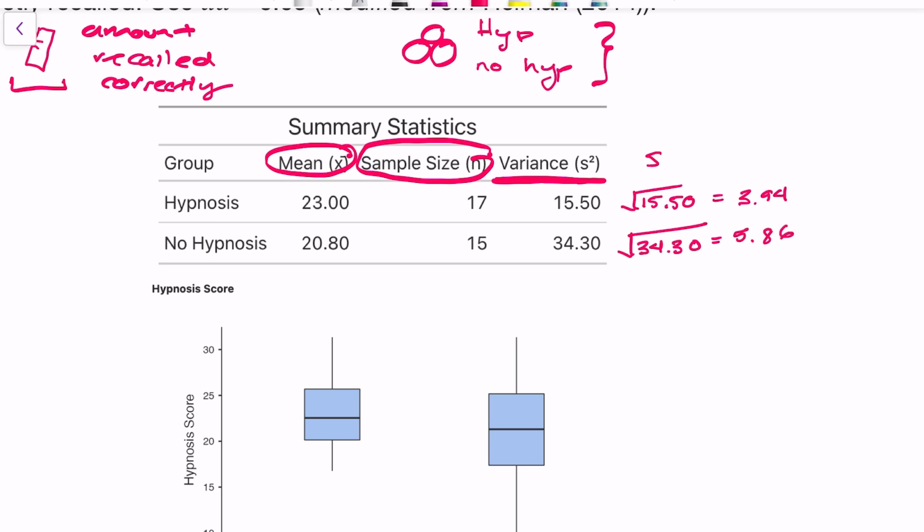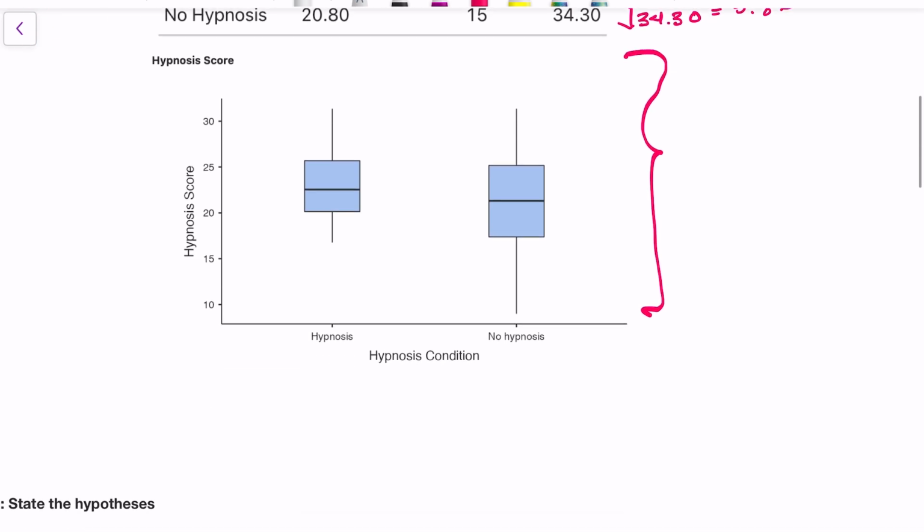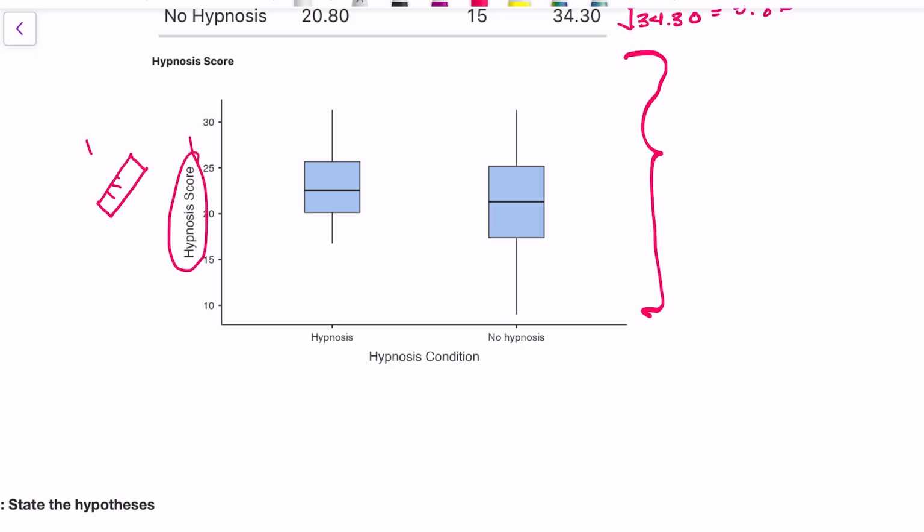Okay. I also did a little box plot in Jamovi just to look at the two variables. Notice how I have the hypnosis score. So this is going to be our continuous variable, which is also our dependent variable. And then here we have the nominal variable, which is the independent variable, whether they had hypnosis or no hypnosis. And we can see the range for no hypnosis is wider. Remember, this one is the median.